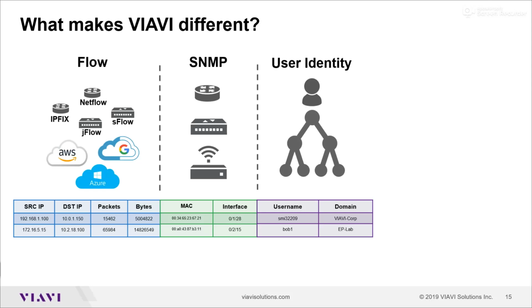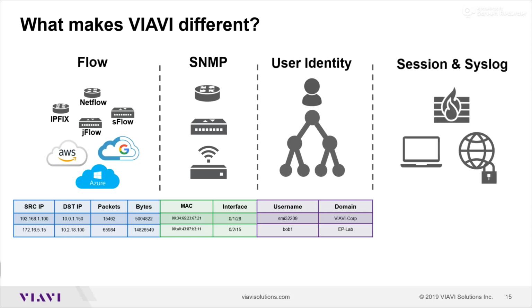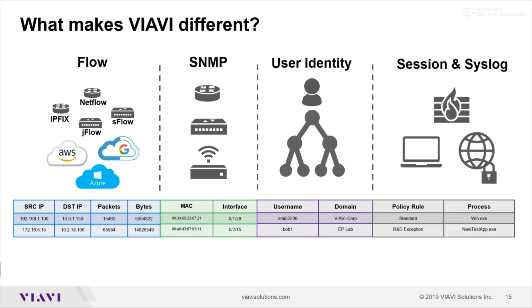Layering on things like user identity, right? So you can know the username and the domain that's affixed to that record. So you can easily query to say, I'm interested in Bob. I don't necessarily know his IP address, but I'm interested in Bob. And then we start getting into some of this how and why stuff, right?